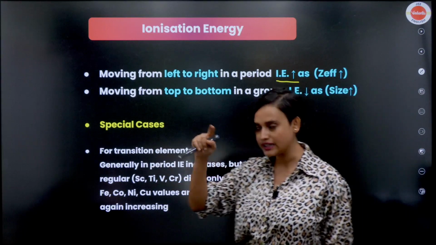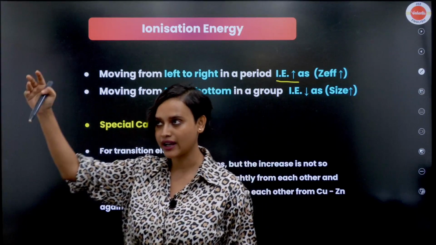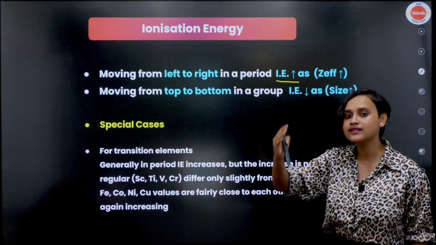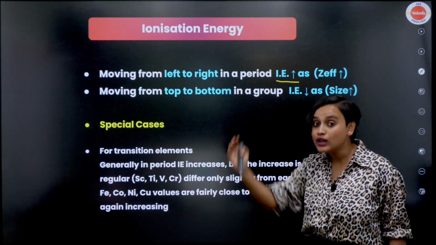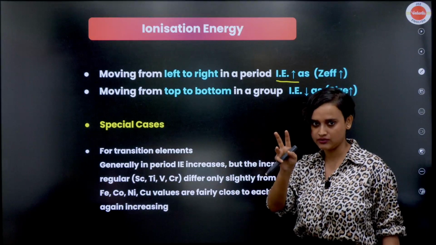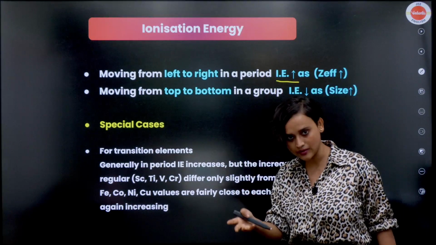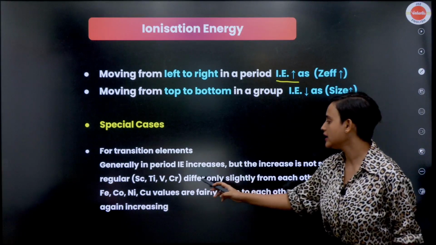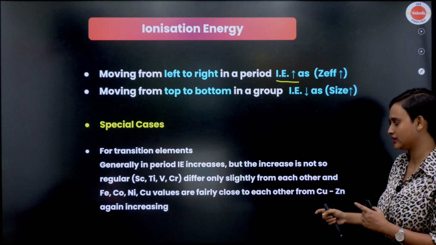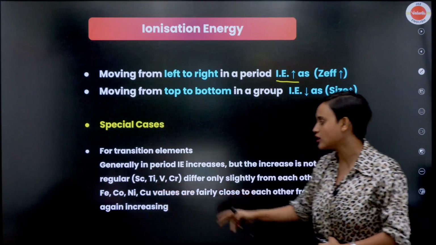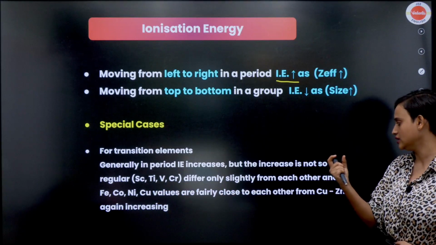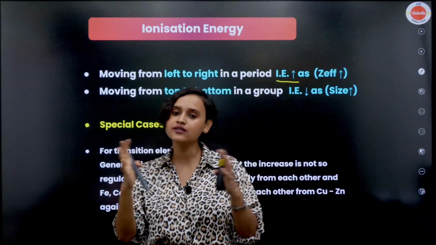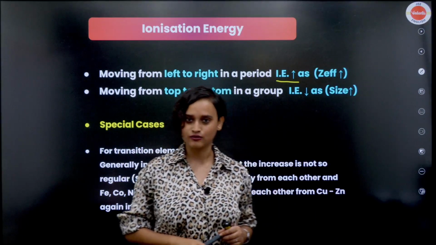When you come to the 3d series, that is scandium, titanium, vanadium, chromium, manganese, iron, cobalt, nickel, copper, zinc, you see that the regularity is not there. It's very abrupt. Sometimes it increases, sometimes it decreases, sometimes it increases, sometimes it decreases. That is because the values differ only very slightly from each other, and for iron, cobalt, nickel, copper, the values are very close to each other. From copper to zinc, it again increases, but it is very close. Now, why is that so?